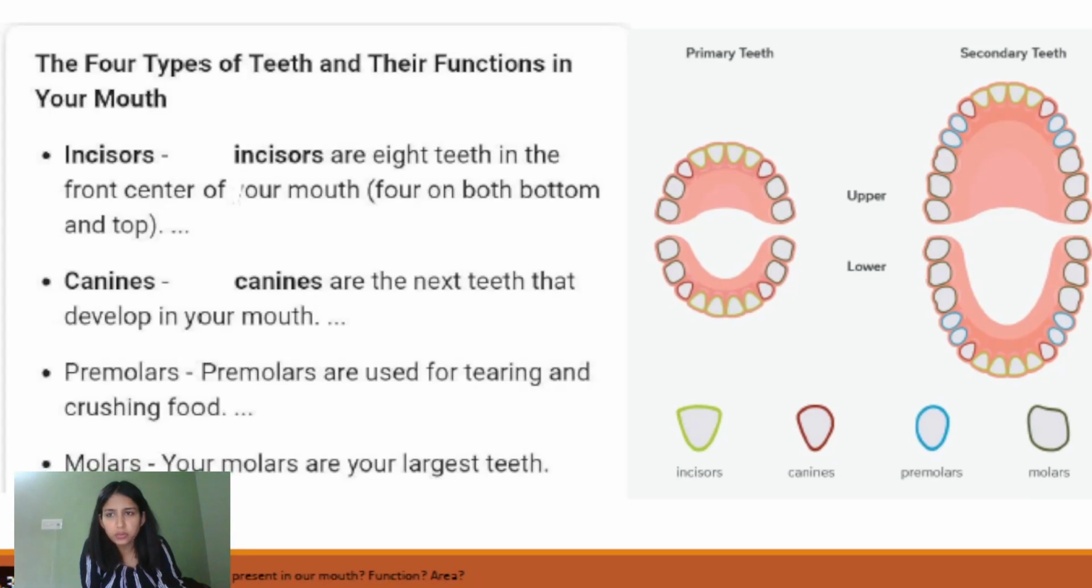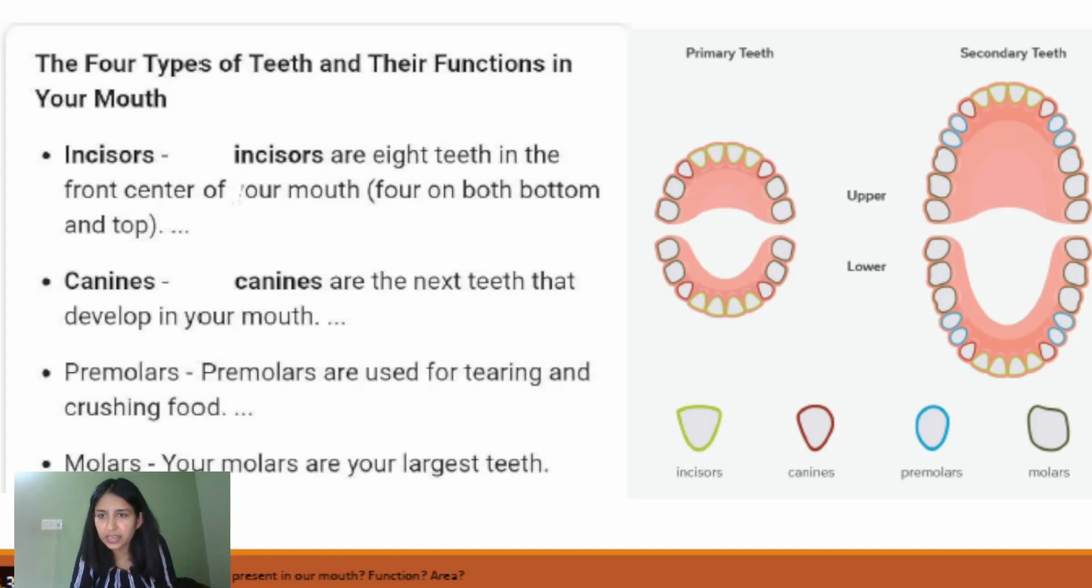So if we look at it now, the four types of teeth and their function in your mouth. Incisors. If we talk about incisors, then you can identify the four incisors that are there in your mouth. We have just talked about the lower jaw in the previous picture, but if we talk about the upper jaw as well, then the number should be doubled, right? So the incisors are 8 teeth in the front center of our mouth. 4 in the upper jaw and 4 in the lower jaw. Two pairs. So there'll be 8 in number.